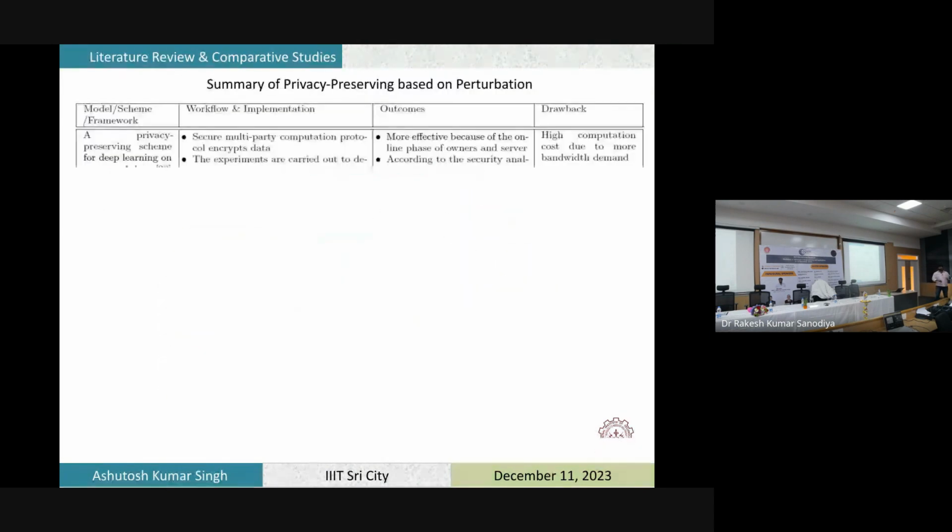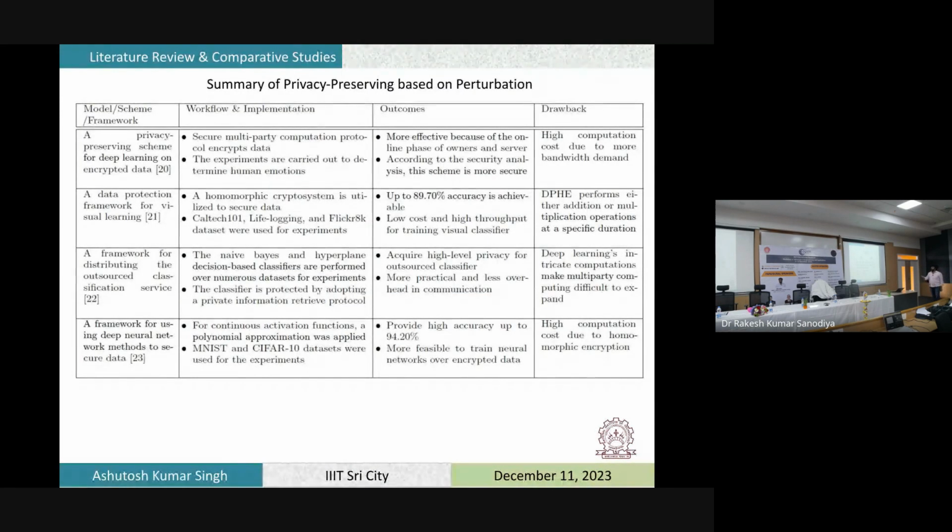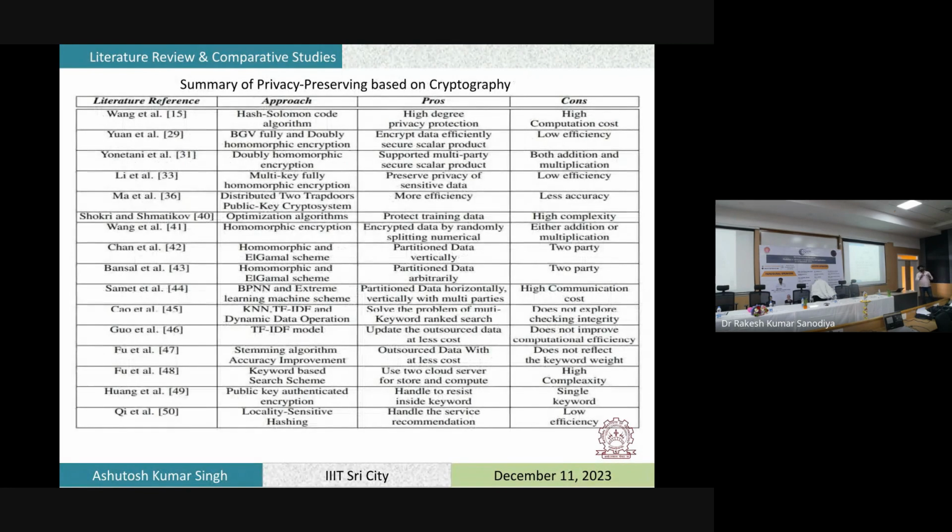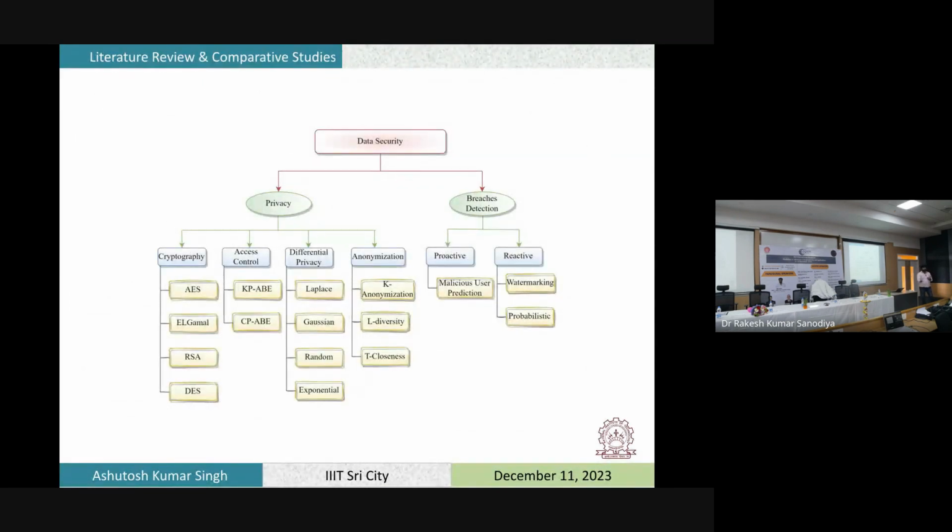We did some kind of survey. Data security always has two parts: the first part is privacy, and the second part is breach detection. People doing cryptography say they work on data security, but they actually work on privacy, because once the key is exposed, data is out. There are many techniques here: AES, GM, RSA, DES, access control, differential privacy, anonymization. These are basically privacy.